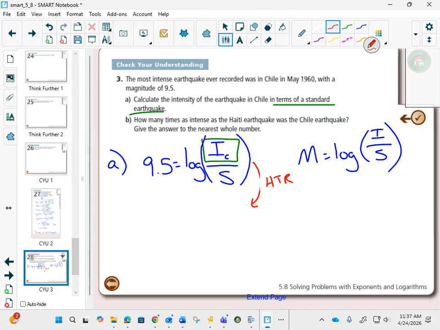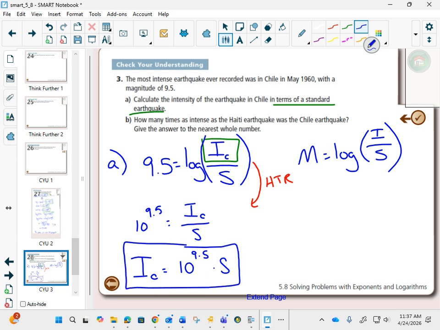We all didn't remember when you're solving for something inside of a logarithm. The hard thing to remember is you're going to have to use the definition and change it to exponential form. We first need a single logarithm, and we have a single logarithm. So the step would be: my base is 10, my exponent is 9.5, and the inside is the intensity of Chile over S. And now you could get the intensity of Chile's earthquake by itself by multiplying both sides by S. And this would be in terms of S.